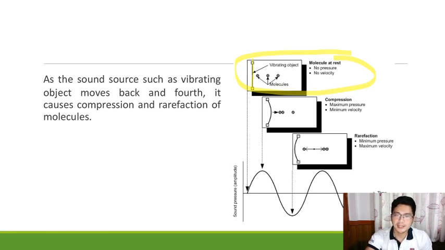So, nangyayari dyan class, for example, magva-vibrate na tong object na to, tatamaan niya tong molecules na to. Or it will cause this molecule to displace. Itong molecule na to. And kapag yung molecule na to nag-displace, so, syempre, mag-displace siya to the direction kung saan siya tinamaan. So, mangyayari class, mag-displace to papunta sa side na to. And kapag nangyari yon, this molecule will hit itong molecule na to. So, ang tawag natin doon sa phenomenon na yun na nagtama yung dalawang molecule is compression.